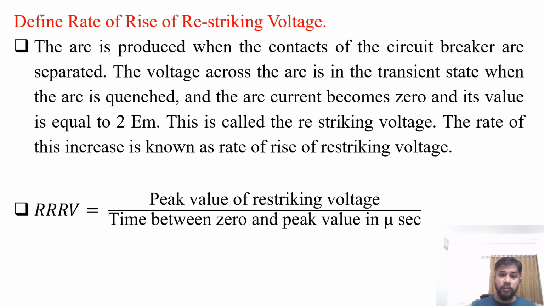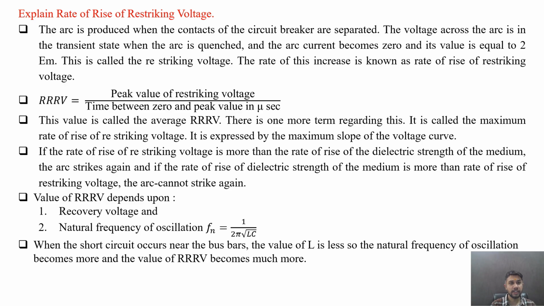If we want to calculate it, RRRV can be calculated using the following equation: the rate of rise of restriking voltage is equal to the peak value of the restriking voltage divided by the time between zero and the peak value, in microseconds. So this is how we can define the rate of rise of restriking voltage, RRRV.